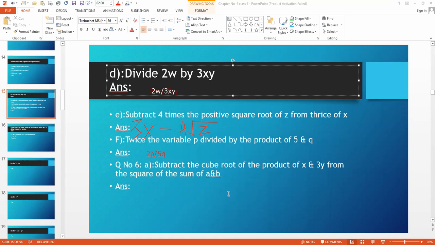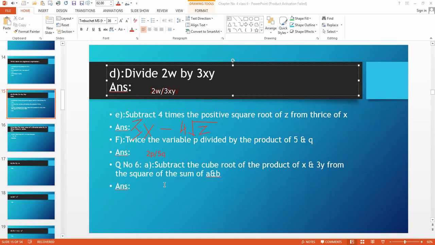Twice a variable p. Twice means you have to double it. But how do you double it? By multiplying 2 with p. So twice a variable p divided by the product of 5 and q. Clear? Now we move towards question number 6.